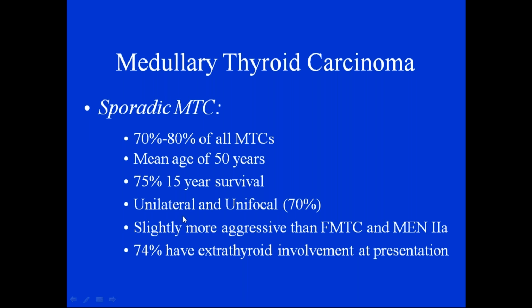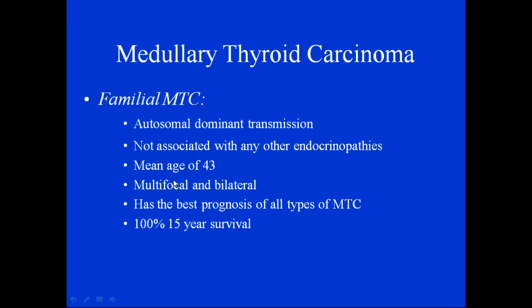Mean age is 50 years. It is unilateral and unifocal and slightly more aggressive than the others, and MEN2A. Familial is generally autosomal dominant type. It is multifocal and bilateral. It has a very good prognosis among all of the medullary thyroid carcinomas.